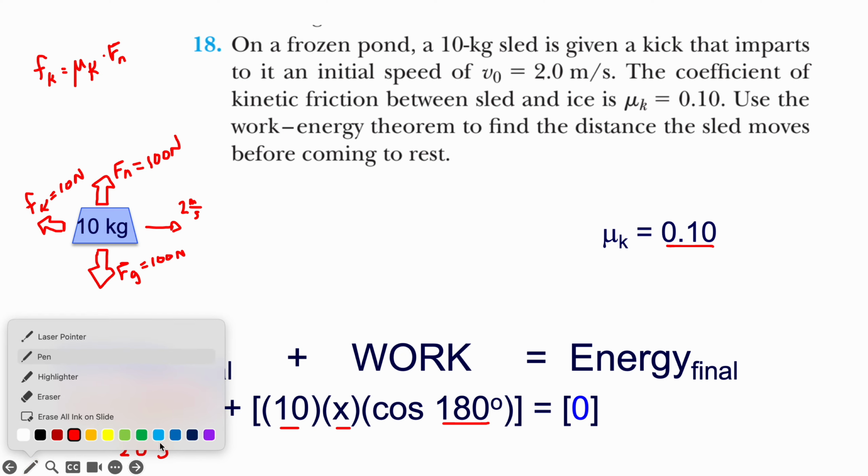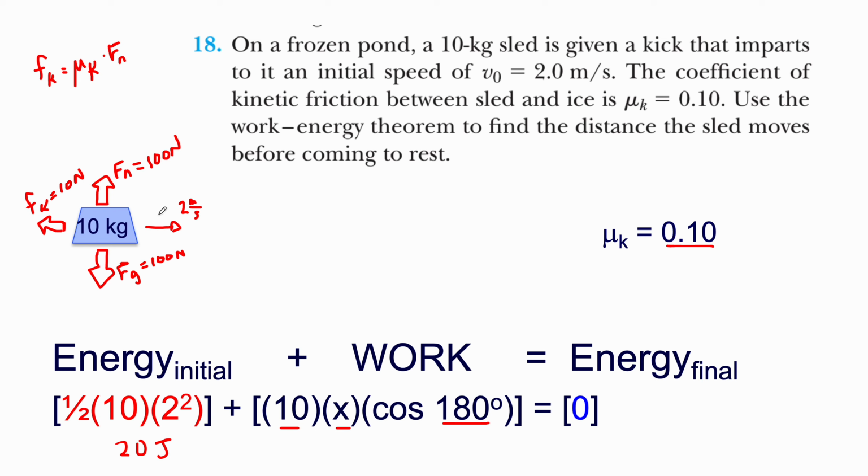Maybe I should draw that in real quick. The displacement is this direction, the force of friction is this direction. This angle here is 180 degrees. And so we're going to plug that in for the angle between those two. And the final energy is 0 because it's going to come to a rest.